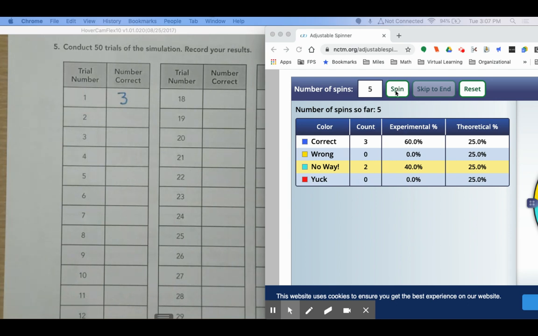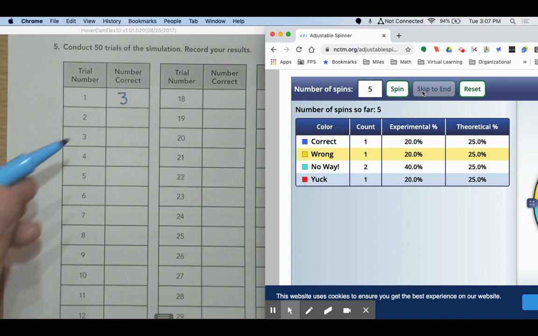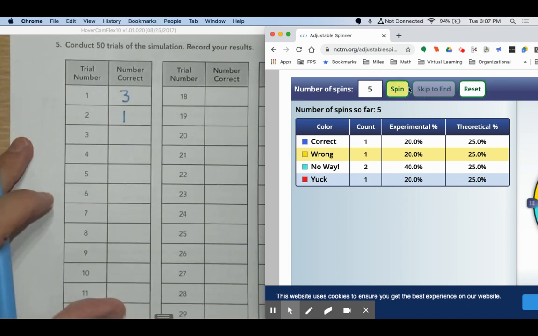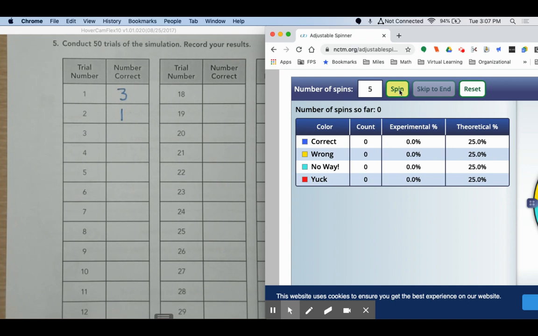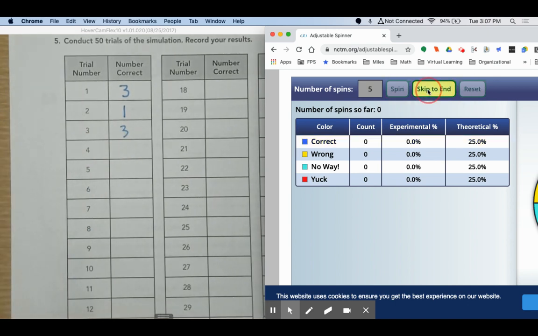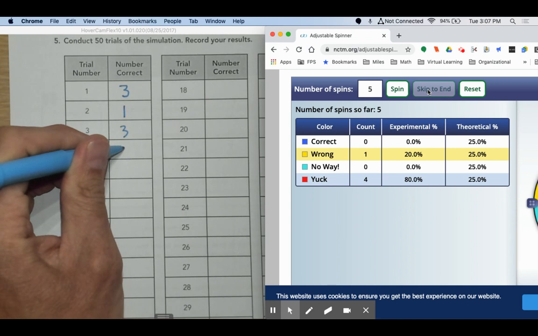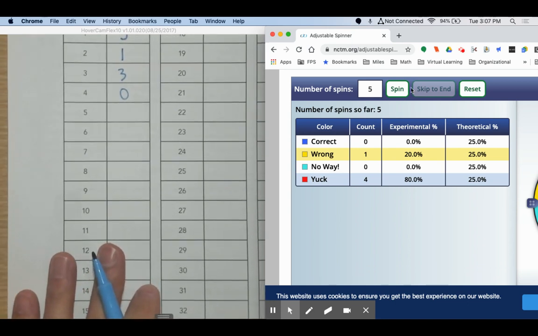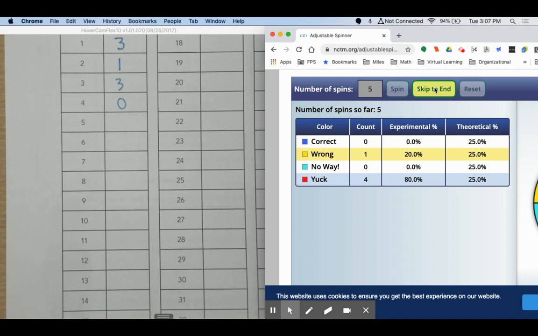Then we're going to keep going. Reset, spin, skip to the end. The second trial, 1 correct. Reset, spin, skip to the end. 3 correct. Reset, spin, skip to the end. 0 correct. Oops, don't want to count that. Need to spin, skip to the end. 1.